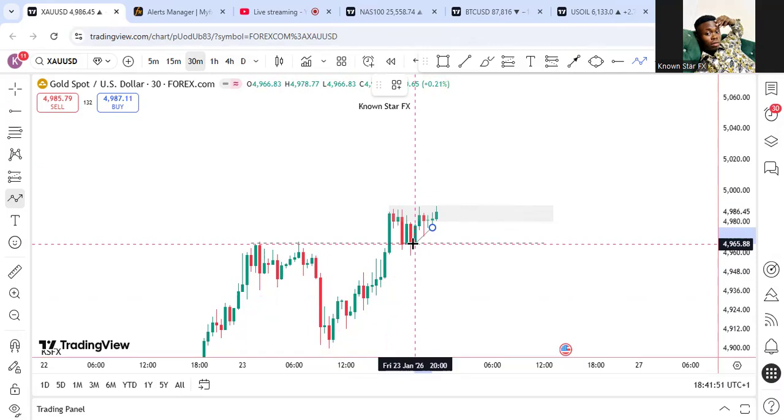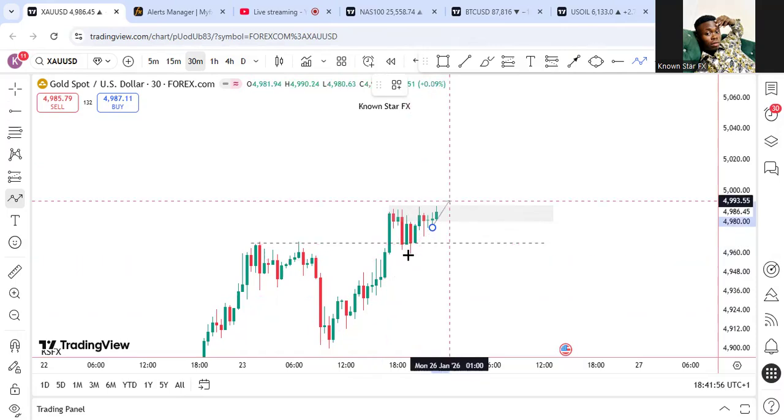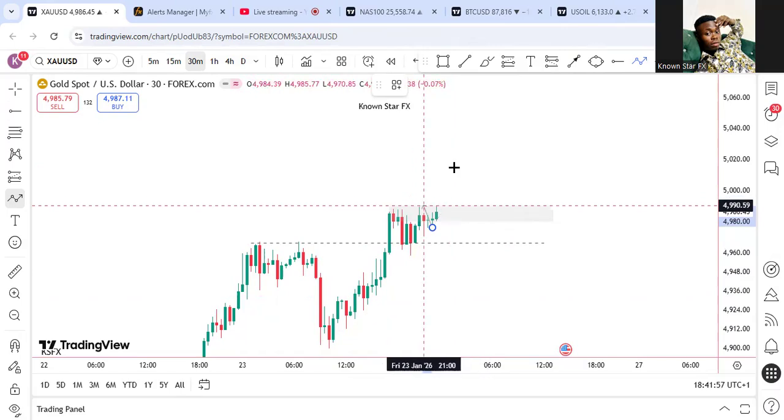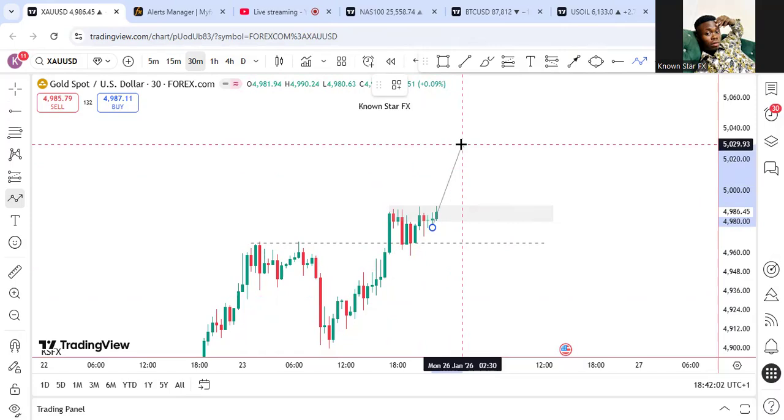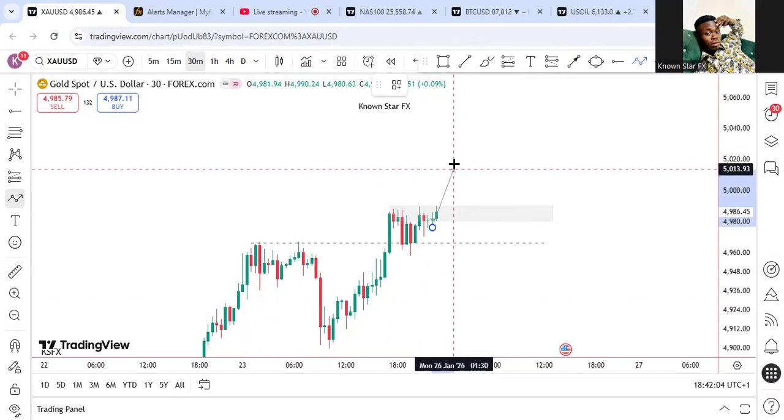A retest has happened already, right? Or correction, whatever. Now there's a continuation going on right here. Now we're going to see markets create a new high as a result of some massive gap.